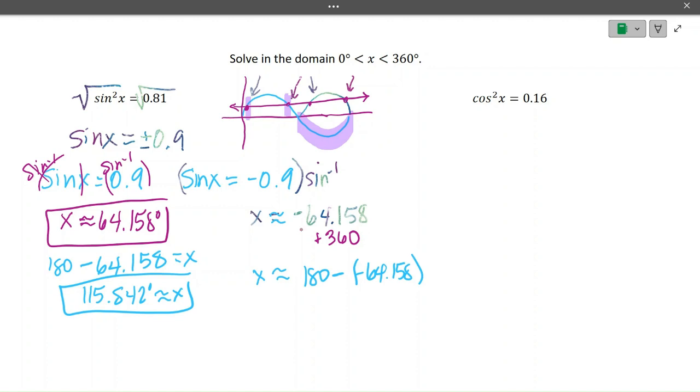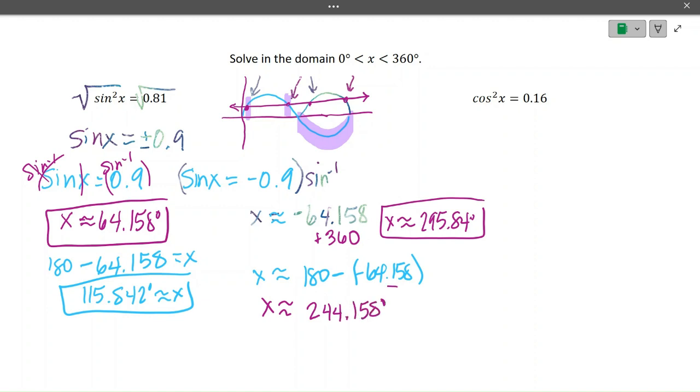When I add 360 degrees, I get a value of x approximately equal to 295.84 degrees. So that's one solution. And x is approximately equal to 244.158 degrees.